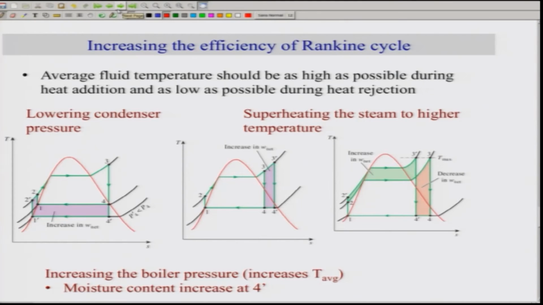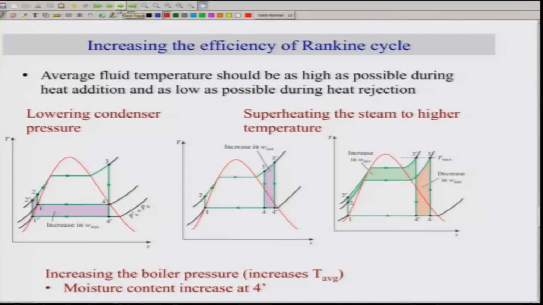Now we have already discussed the fact that we can increase the efficiency of such a cycle if we can increase the temperature at which the heat is being supplied, or decrease the temperature at which heat is taken out from the condenser, and if it's supplied at a higher temperature in the boiler. So we'll try to understand how this can be achieved within this Rankine cycle. So average fluid temperature should be as high as possible during heat addition, as low as possible during heat rejection.